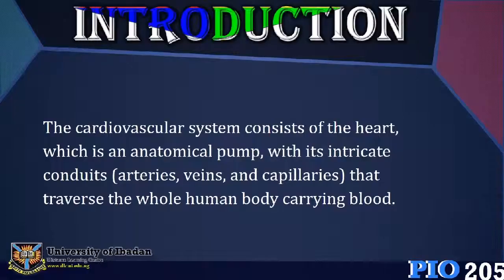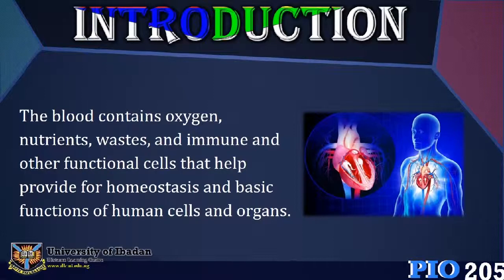Cardiovascular System. Introduction. The cardiovascular system consists of the heart, an anatomical pump, with its intricate conduits, arteries, veins, and capillaries that traverse the whole human body carrying blood. The blood contains oxygen, nutrients, waste, and immune and other functional cells that help provide for homeostasis and basic functions of human cells and organs.